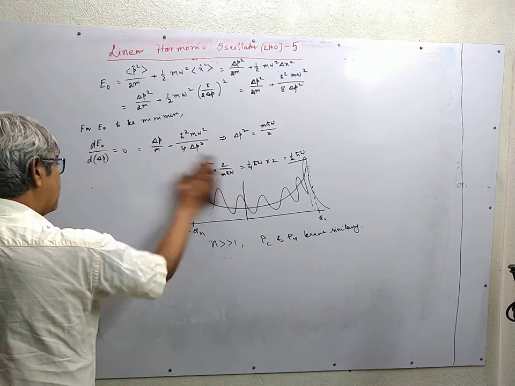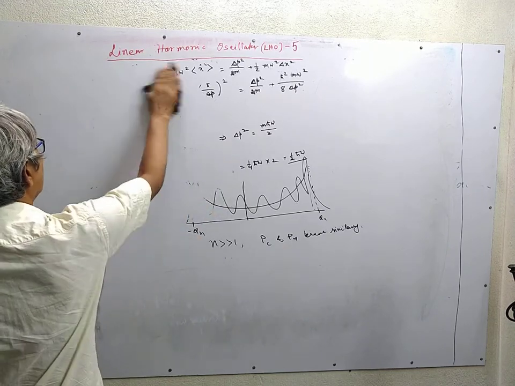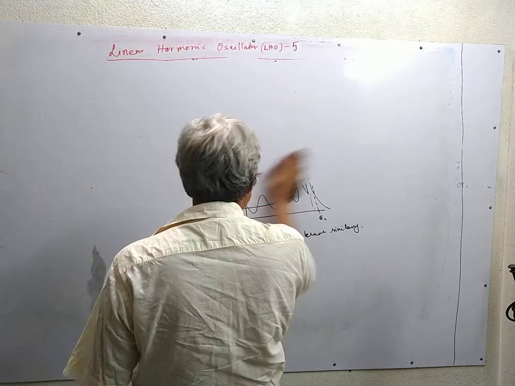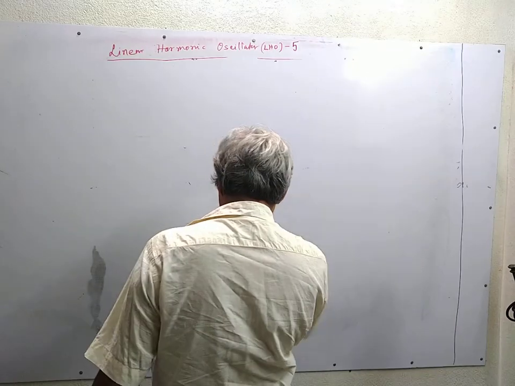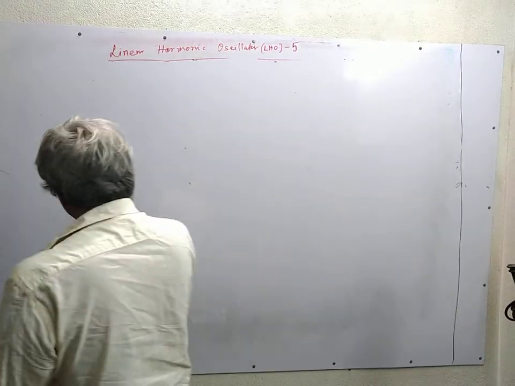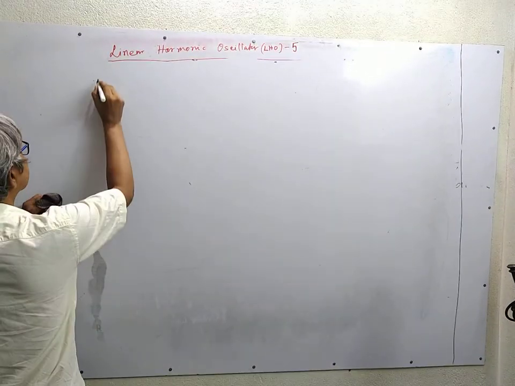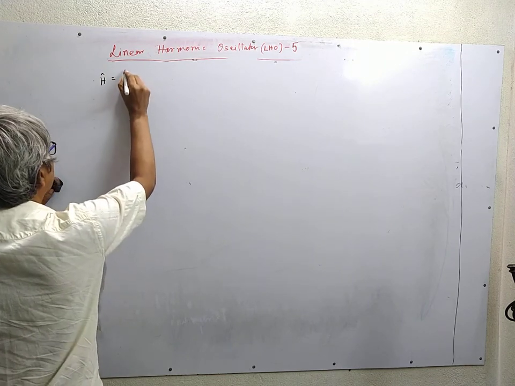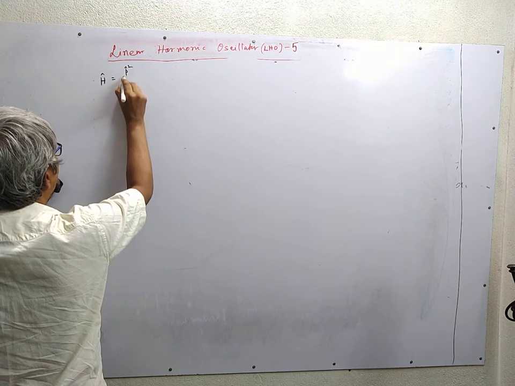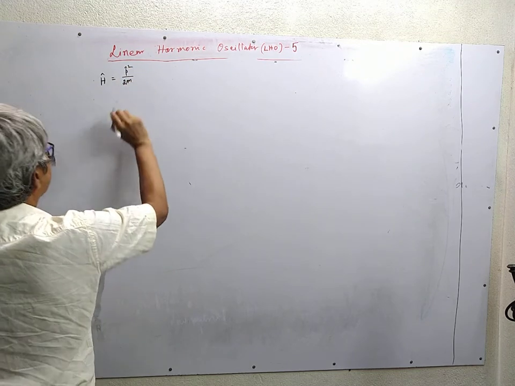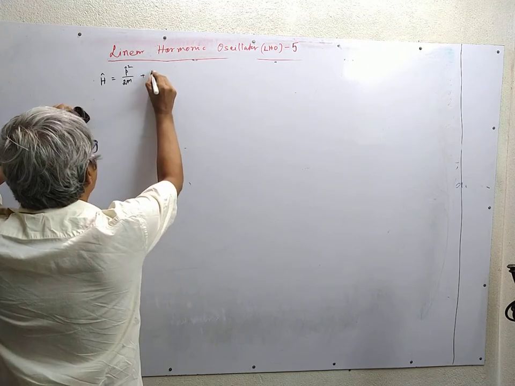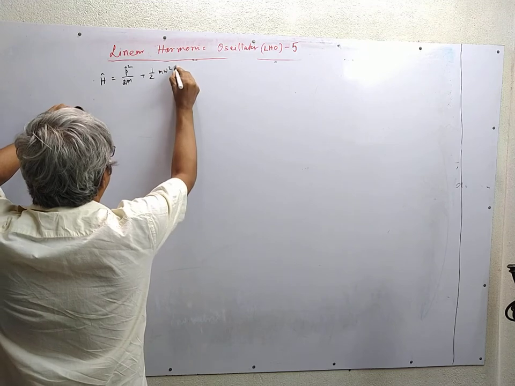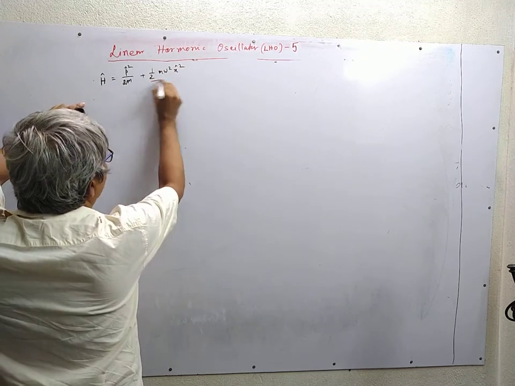And now I come to the case of selection rules. This is the basic principle behind spectroscopy. Now we consider a harmonic oscillator. The harmonic oscillator has a Hamiltonian: P operator square by twice m, the kinetic energy operator, which is always the same, plus its potential energy. So this is the harmonic potential.